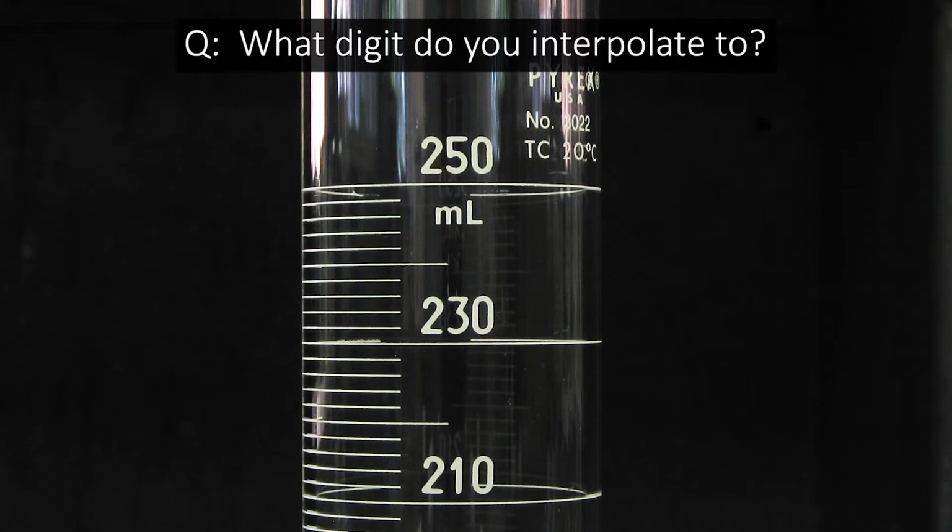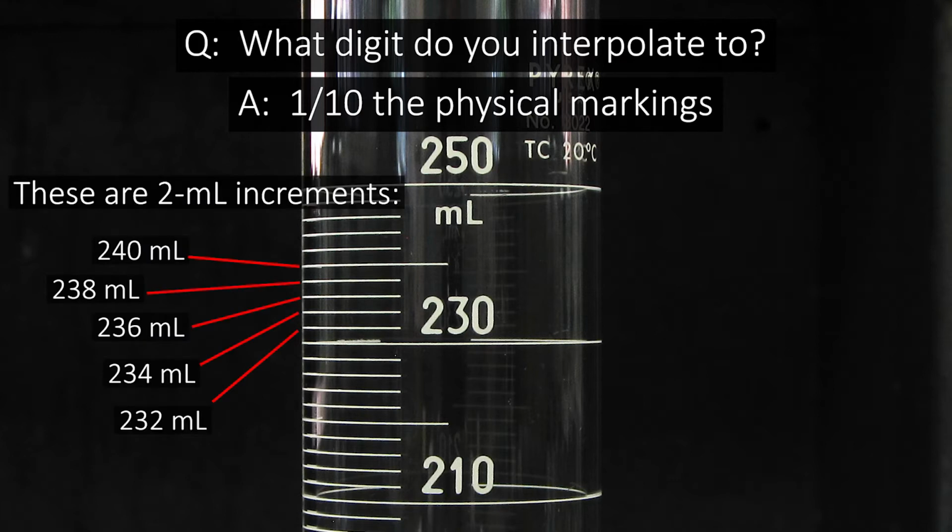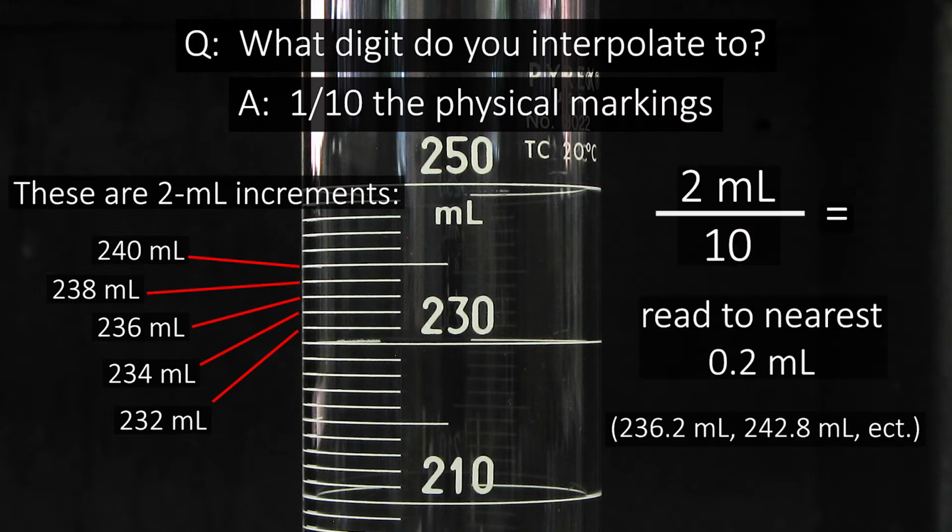If you're trying to read a piece of glassware and you're not sure what you're supposed to interpolate to, just take the actual physical markings on the piece you're working with and divide by 10. This graduated cylinder's markings go up in increments of 2 milliliters, so you would read and record this one to the nearest 0.2 mil.